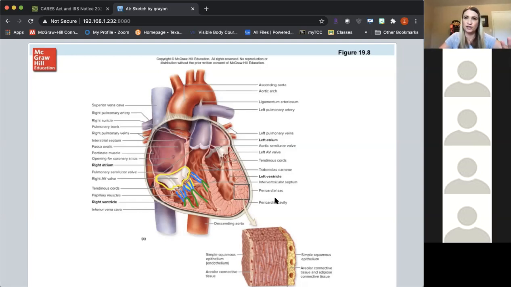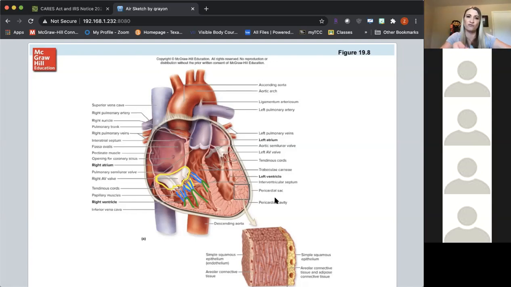So that's our valve. Just make sure that you're labeling valve as a valve, cords as the cords, and papillary muscles as papillary muscles. Sometimes I have students who see that the label is going to the string on the right side, and they'll say, oh, that's tricuspid valve. Well, no, the string is your chordae tendineae on the right side. So don't be labeling that as a valve.